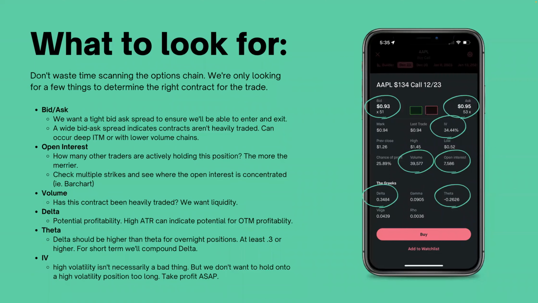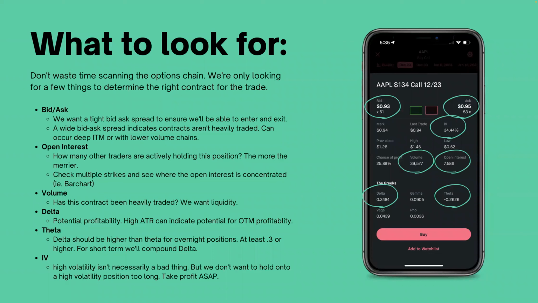For theta, anytime I'm holding something overnight, I like my delta to be at least a 0.3 or higher, and that just keeps me from having a higher theta than the delta. For the short term, we do something called compound delta, and we're going to talk about that in a second.